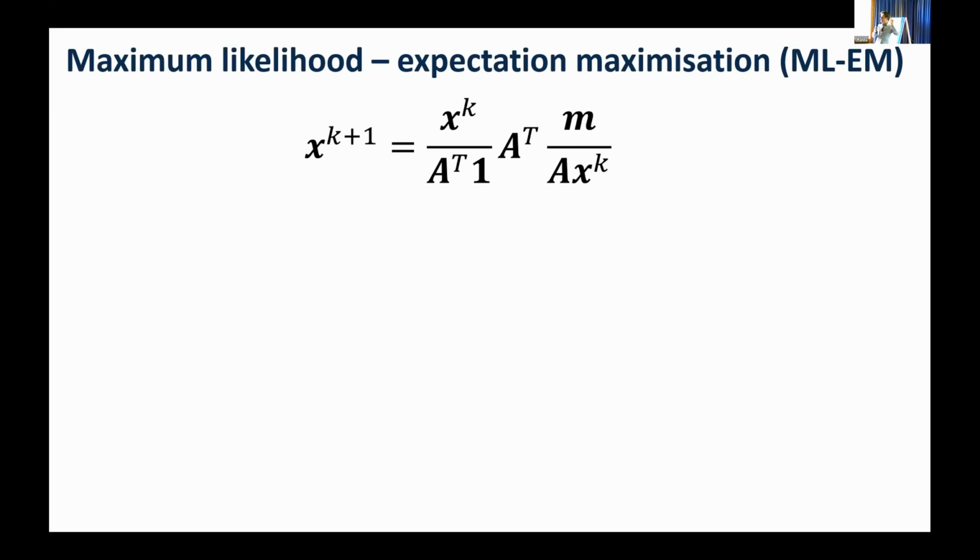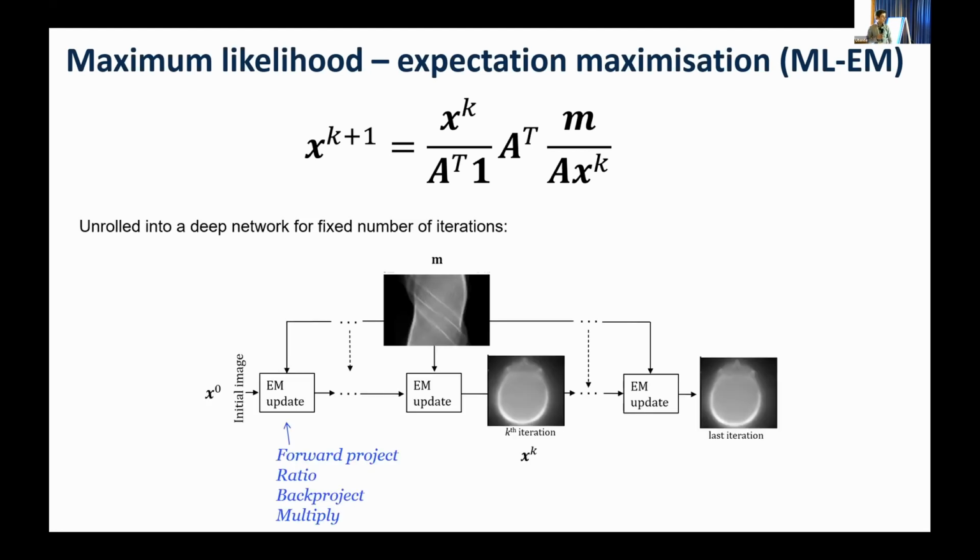So what we're going to do is take that algorithm and put it into a class to define a network, a deep learning network for that algorithm. We're going to unroll it, and I'll show you that hopefully in a bit more detail now. So first of all then, that process, as you've seen, is forward project, ratio, back project, multiply, divide by the sensitivity image.